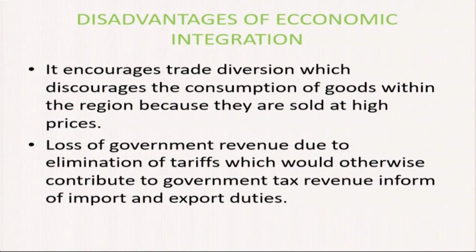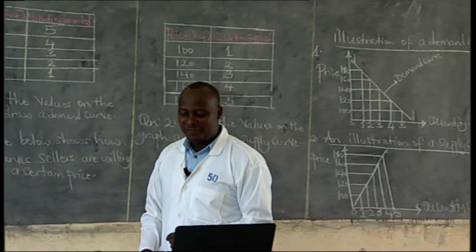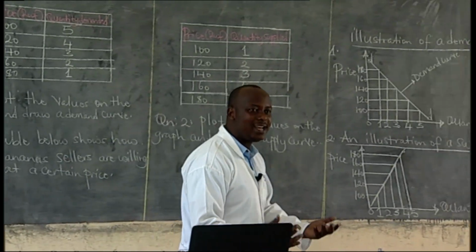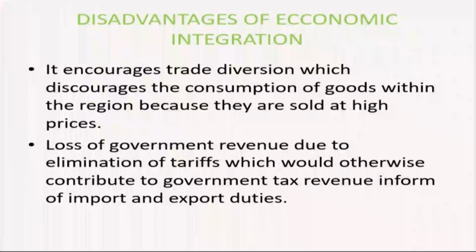What could be the demerits that countries trading together can face in a given region? The first disadvantage of economic integration is that it encourages trade diversion, which discourages the consumption of goods within the region because they are sold at high prices. Trade diversion. What is trade diversion?